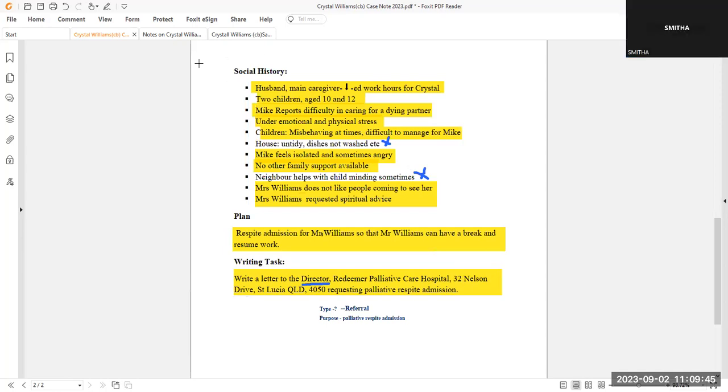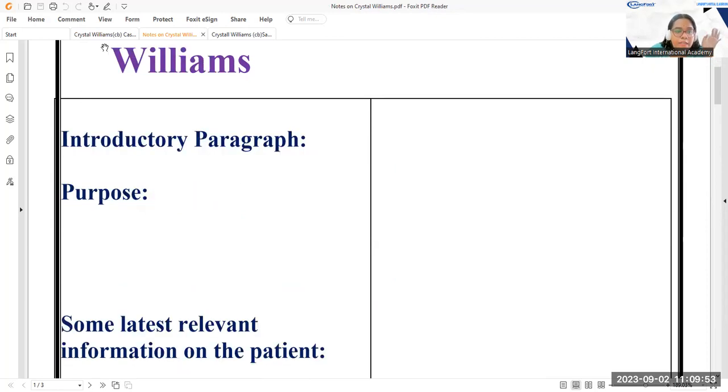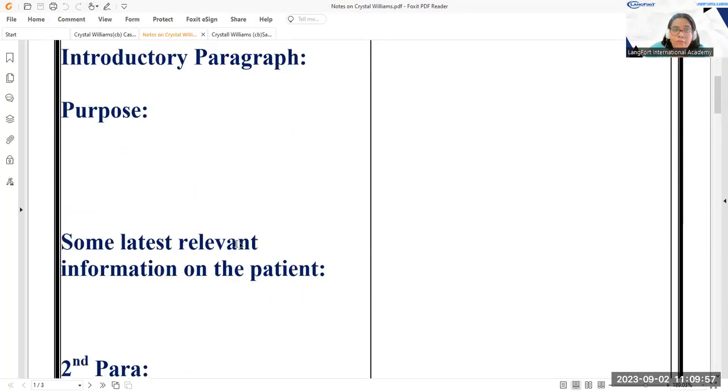Now let's think about the introductory paragraph. Then we will worry about the organization and sentence structure and everything. Let's start with the introductory paragraph. So always remember, in a good introductory paragraph, of course, you will write the patient's full name. But more than that, you need to include purpose. What do you want from the reader? Along with that, you should also include some latest relevant information on the patient.